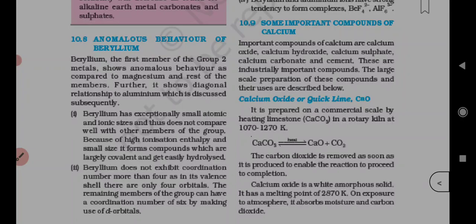So what is calcium oxide? It is a white amorphous solid. It's white and it is amorphous. It has a melting point of 2870 Kelvin. On exposure to atmosphere, it absorbs moisture and carbon dioxide.